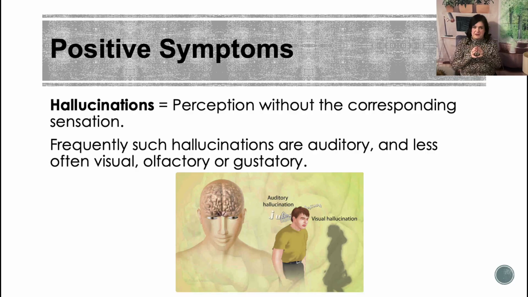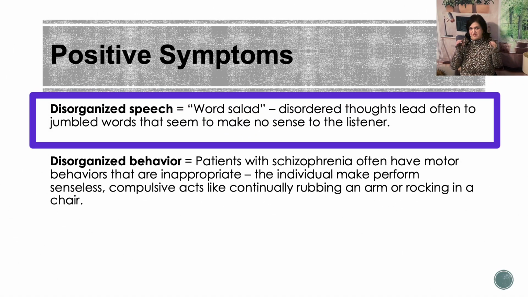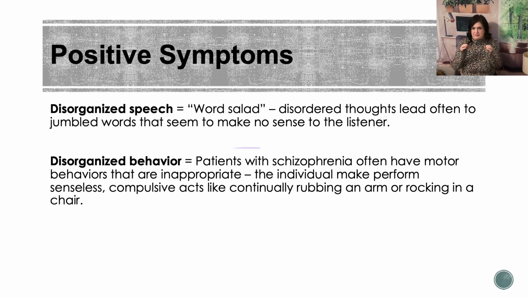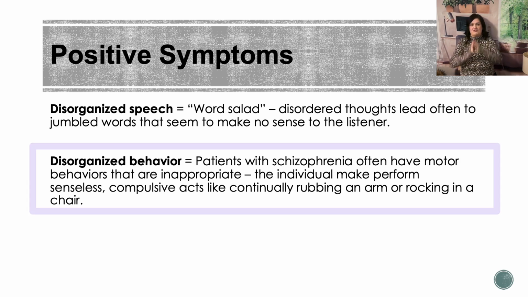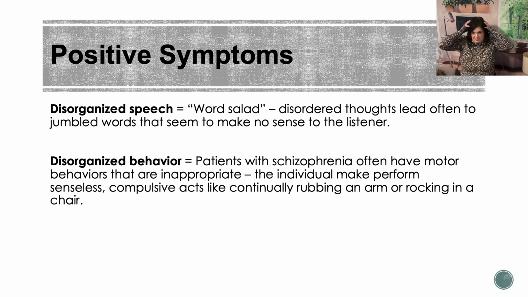Okay, and then we have disorganized speech. Disorganized speech, which is that word salad, is disordered thoughts that lead to the speaking of jumbled words that seem to make no sense to the listener. You really just take a paragraph and jumble it all up, and that's what it sounds like. Disorganized behavior, though, is when patients with schizophrenia often have motor behaviors that are inappropriate. The individual may perform senseless, compulsive acts like continually scratching their arm until it bleeds, thinking that they see spiders crawling all over them, thinking that their blood is filled with poison or somebody's out to kill them. Okay, all of these are symptoms, auditory or visual hallucinations. It's something that you think you're seeing, your brain is seeing it, but you're not seeing it.